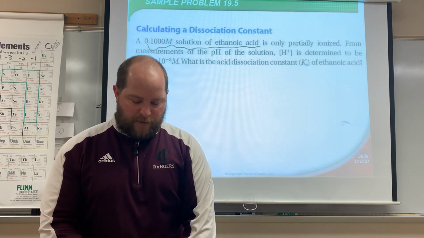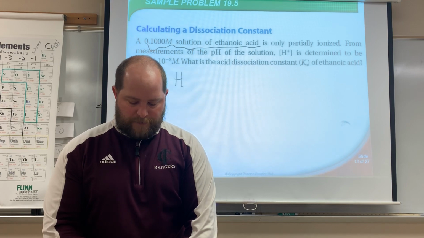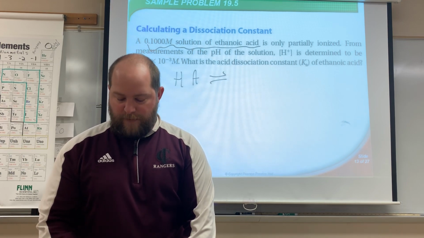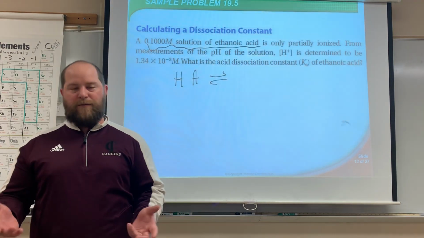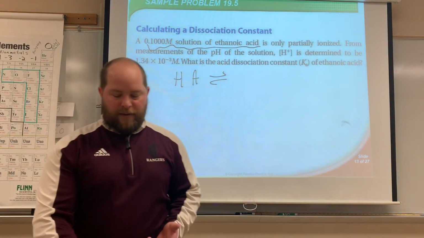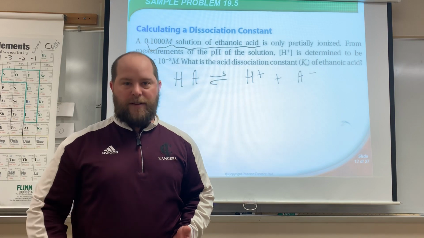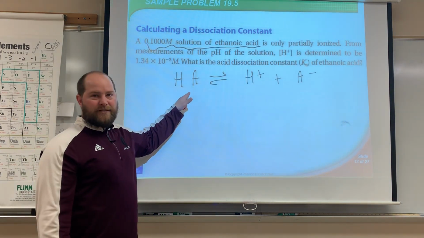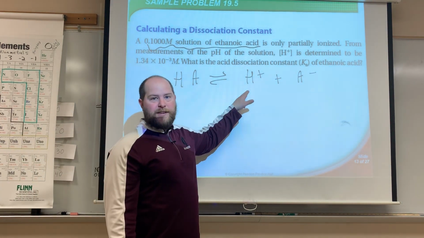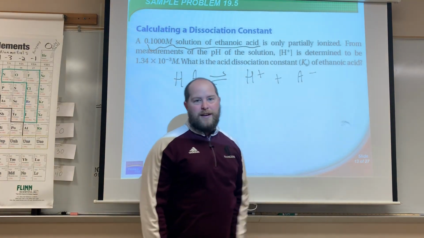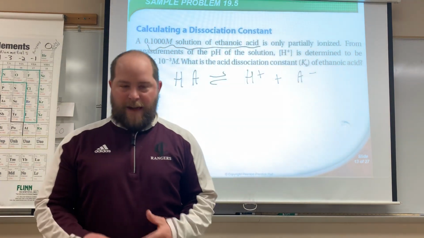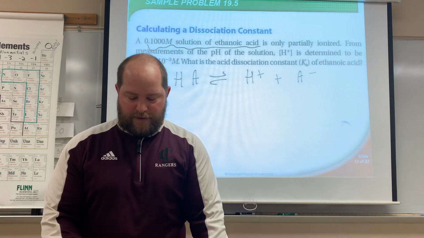Here's what I like to do when I'm setting up these problems. I use the general form for the acid. I don't need to know the formulas because really the only thing I'm concerned about is these three things: the original acid strength, how much H plus I have, and how much of the anion I have. So I don't have to write down the technical acid there.